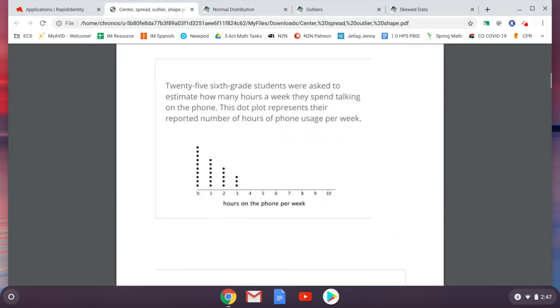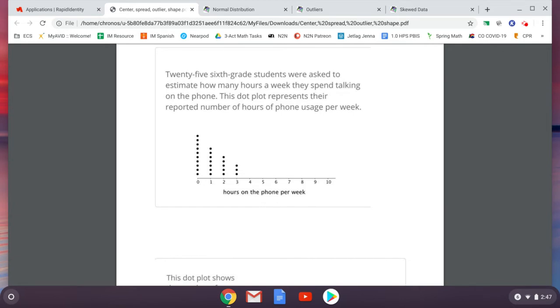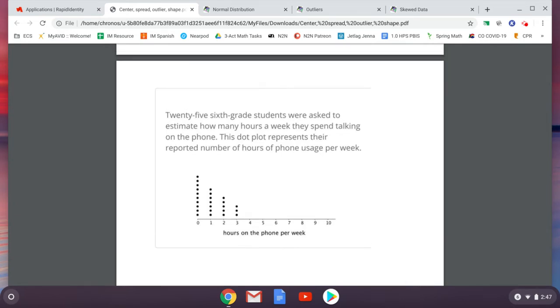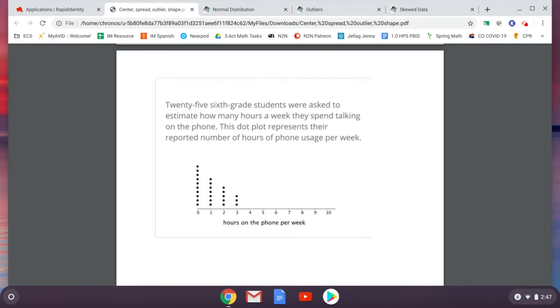All right, we're going to go ahead and take a look at this first data plot. We have 25 sixth grade students who are asked to estimate how many hours a week they spend talking on the phone. This dot plot represents their reported number of hours of phone usage per week. Now, I don't think this includes texting or Snapchatting or Instagramming or TikTok or any of those other things that you guys do on the phone, really just talking on the phone.